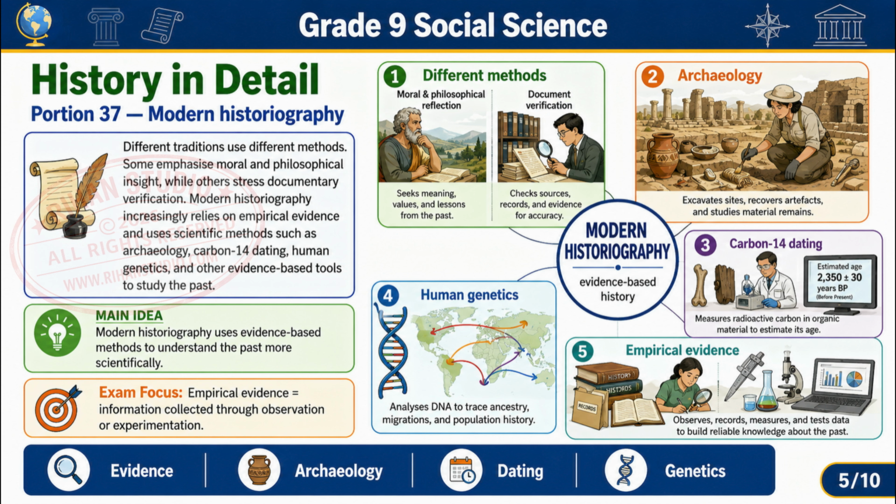Modern historiography. Different traditions use different methods. Some emphasize moral and philosophical insight, others documentary verification. Modern historiography increasingly relies on empirical evidence, using human genetics, carbon-14 dating, archaeology, and other scientific methods.